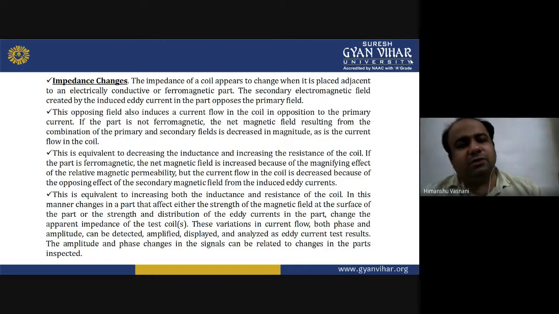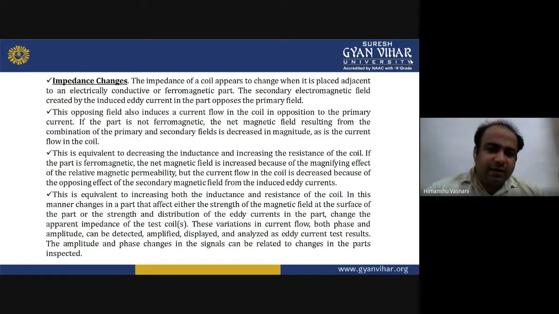So if the part is not ferromagnetic, the net magnetic field resulting from the combination of the primary and secondary fields is decreased in magnitude, as is the current flow in the coil. This is equivalent to decreasing the inductance and increasing the resistance of the coil. And if the part is ferromagnetic, the net magnetic field is increased. Now it is going the other way.